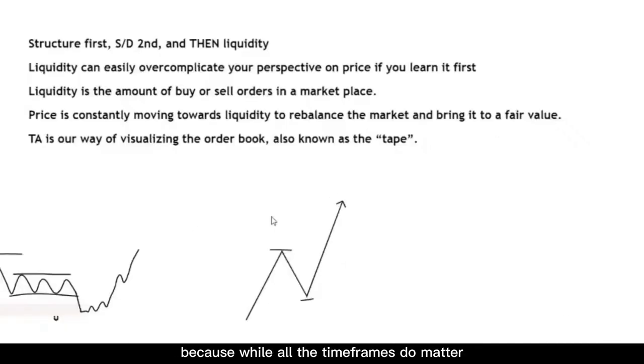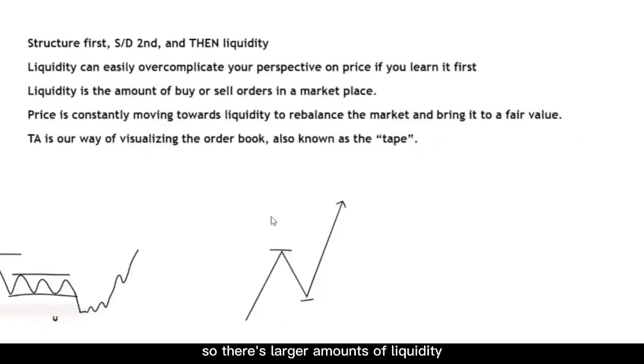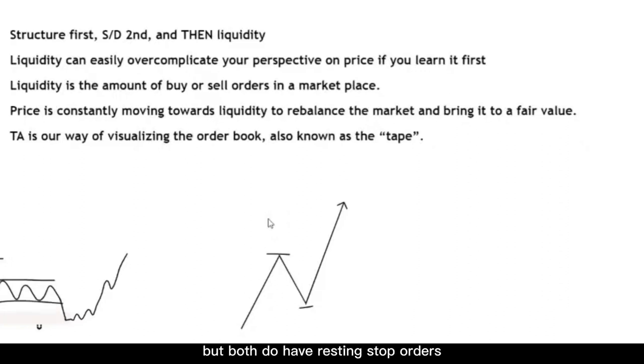Because while all the time frames do matter, just think of them as data sets, and you're looking at a larger set of data when you're looking at a higher time frame. So there's larger amounts of liquidity behind these levels. Now, it goes the same with internal and external structure. Our swing highs and swing lows are definitely going to have more liquidity beyond them than our internal lows, but both do have resting stop orders on either side of them.